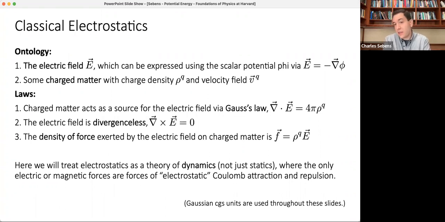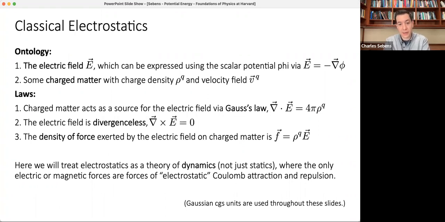Just given these laws, nothing confines this to be a theory of statics. This could be a theory of dynamics, a theory that tells you how charges evolve and interact through Coulomb interactions, through electric attraction and repulsion. So we have a theory of dynamics here, even though I'm giving it the title classical electrostatics. It's a theory of dynamics. It's not a perfectly accurate theory of dynamics because it misses magnetic effects, but it's a theory of dynamics that we can talk about.